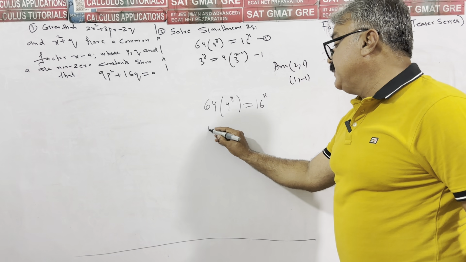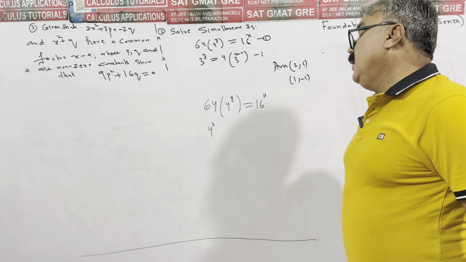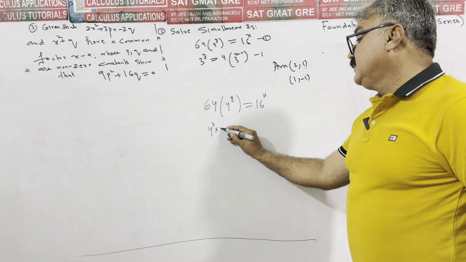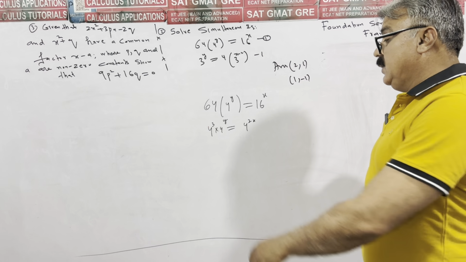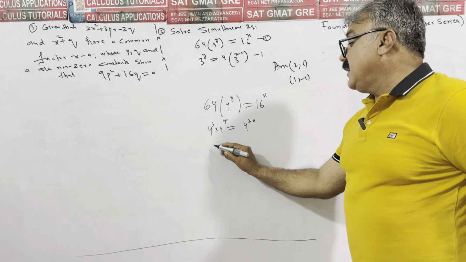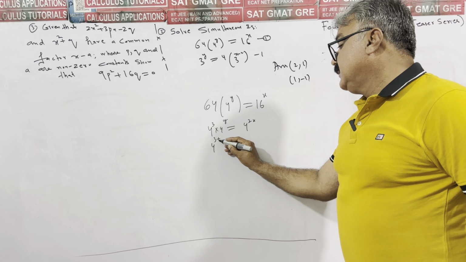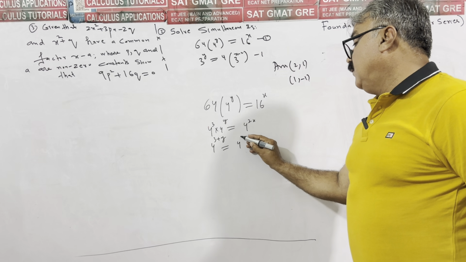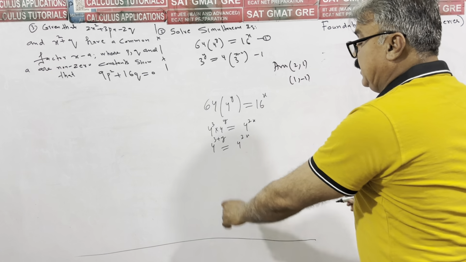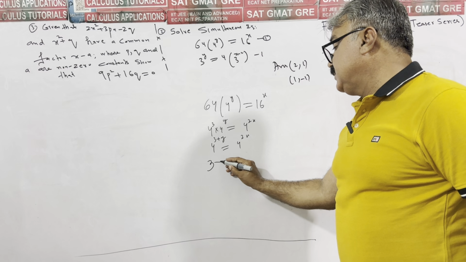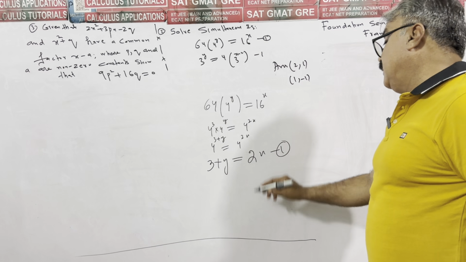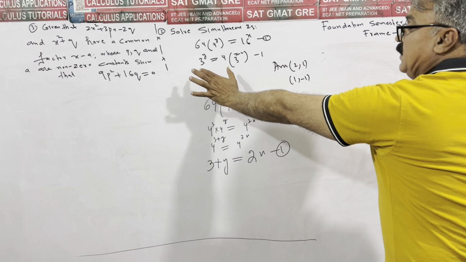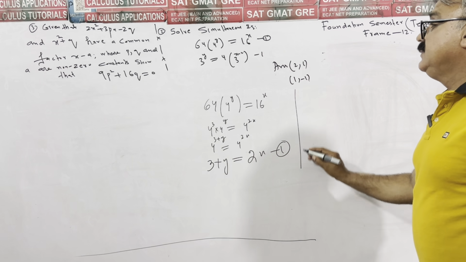Okay. 64 can be written as 4 cubed, 4 into 4 into 4, times 4 raised to y. 16 can be written as 4 squared, raised to x. Okay, cool. The bases are the same. They are in multiplication, so the powers are 3 plus y, and here 4 raised to x. Bases are equal, therefore powers are equal. So we have one equation: 3 plus y is equal to 2x. That's our equation number 1. From 1 we have managed. What about 2? Let's see and find out.